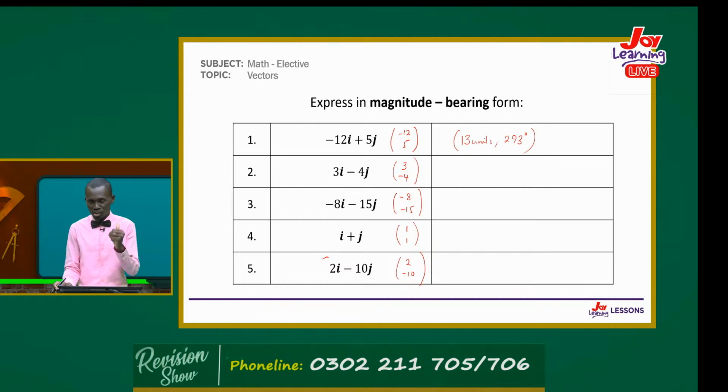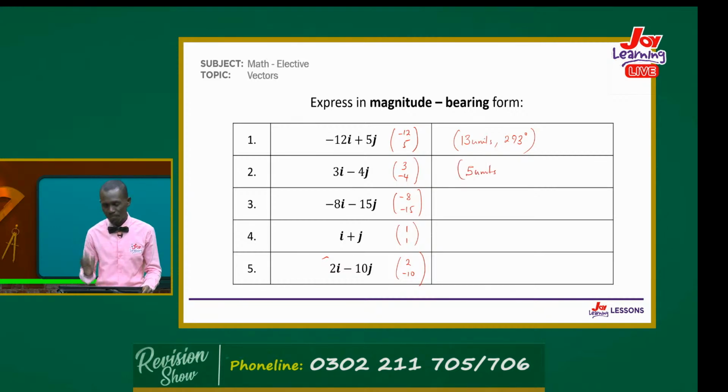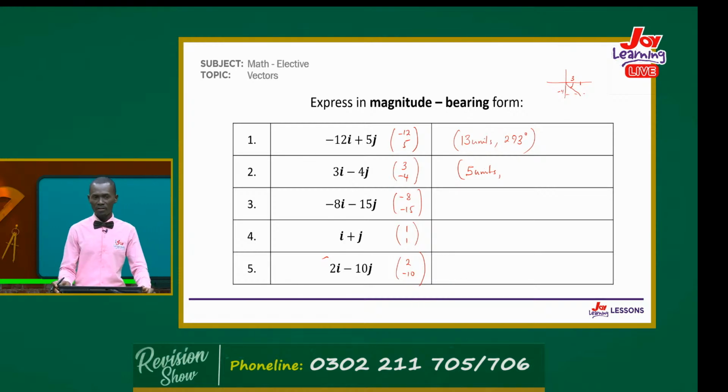Timothy, I think there's a challenge with the bearing. Tell me how you did it. Let's see. Your magnitude is correct. You have 5 units, right? Yes, please. Okay. So tell me how you did your bearing. It will be found in the second quadrant. Okay. So this is what it will look like. You have 3 there, right? Yes, please. And then negative 4 will be down here. So you have this angle you're looking for. So how did you find that?